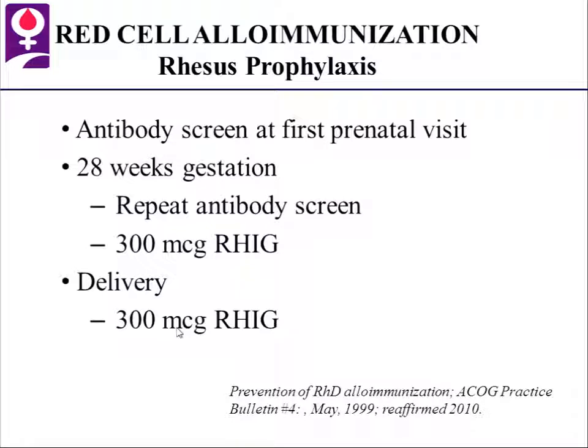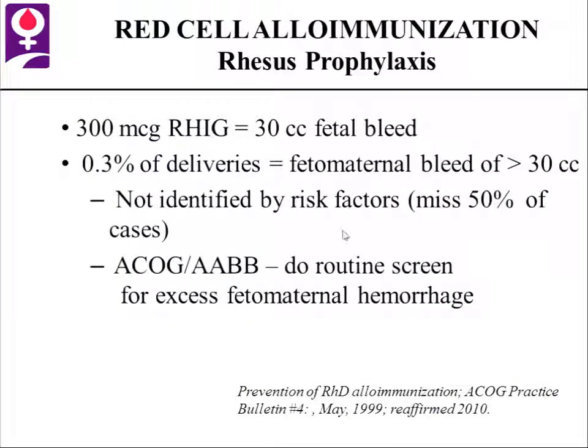And those two doses are about 99% effective in preventing disease. The problem with failures usually results in not giving enough at delivery. One vial, if you would, will cover about a 30 cc fetal bleed, but in a small number of pregnancies, the bleed is greater than 30 cc's, and so additional vials are needed.